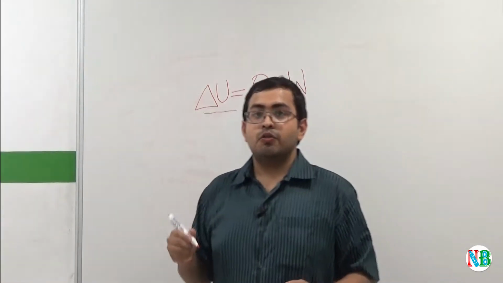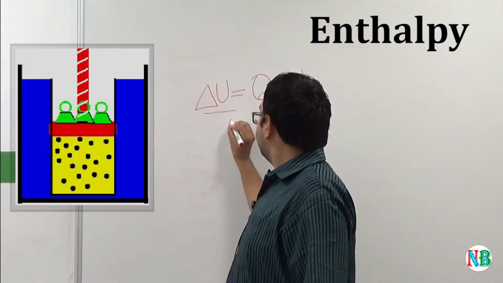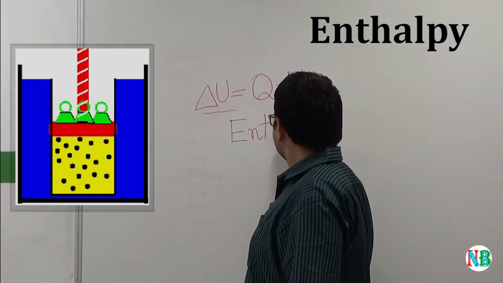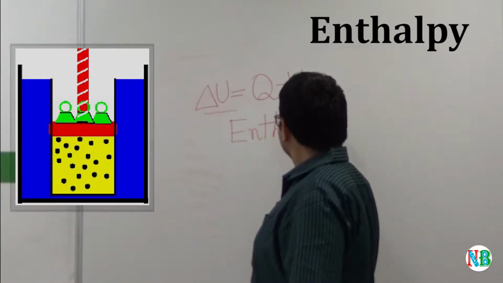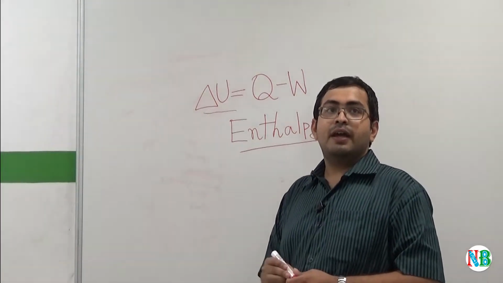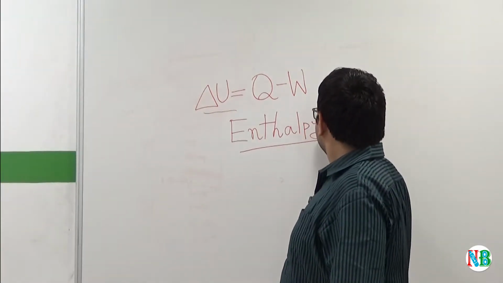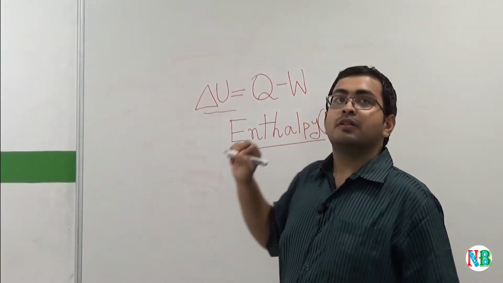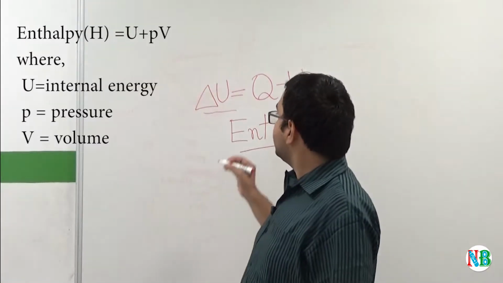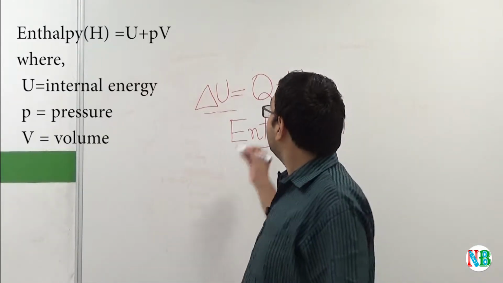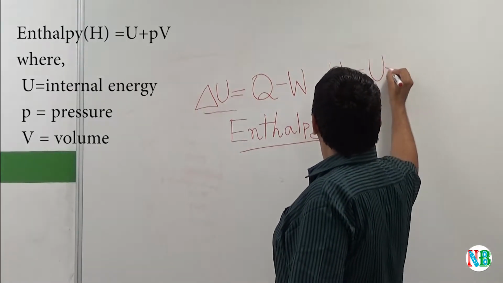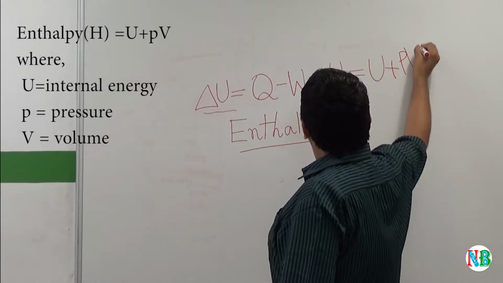The next topic which comes in the syllabus is enthalpy. Enthalpy is defined as H. The enthalpy of a homogeneous system is defined as H equals U plus PV. H is equal to U plus PV.